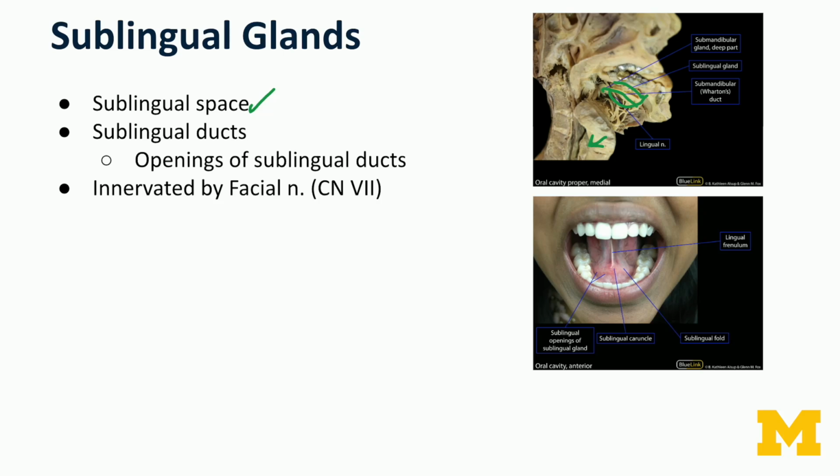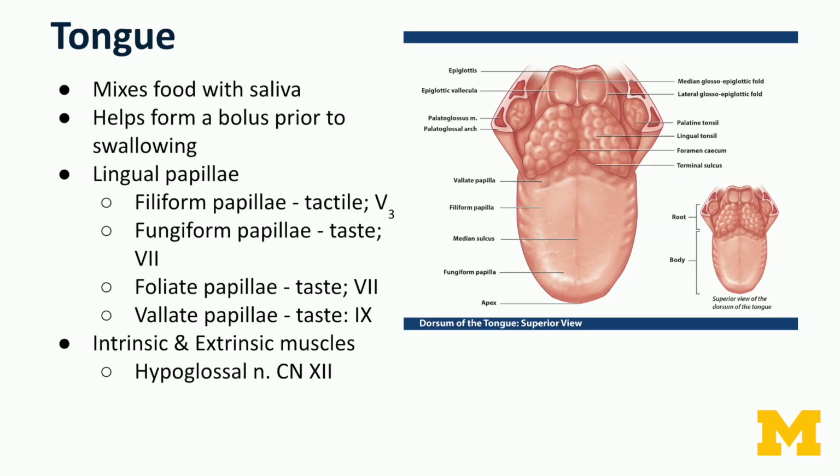Now, if you were to look at your own oral cavity proper in a mirror, if you were to elevate your tongue, you would see these ridges or sublingual folds, and it's within those sublingual folds that the sublingual glands occur. And all along the length of these folds are the sublingual ducts. So both the submandibular and sublingual glands, preganglionic parasympathetics from 7, and they're secreting into the oral cavity proper. Now let's take a look at the tongue.